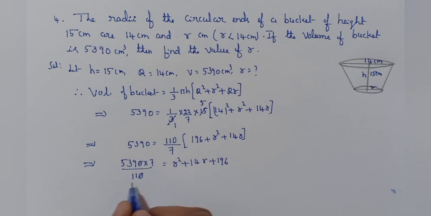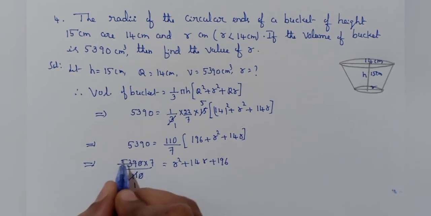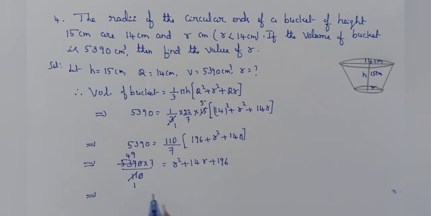We can cancel the 0. 11 ones are 11, 4 fours are 16, 9 nines are 81. Next, 49 into 7 is 343. Take this 196 to the left-hand side: 343 minus 196 is equal to r square plus 14r. So r square plus 14r is equal to 343 minus 196, which is 147.